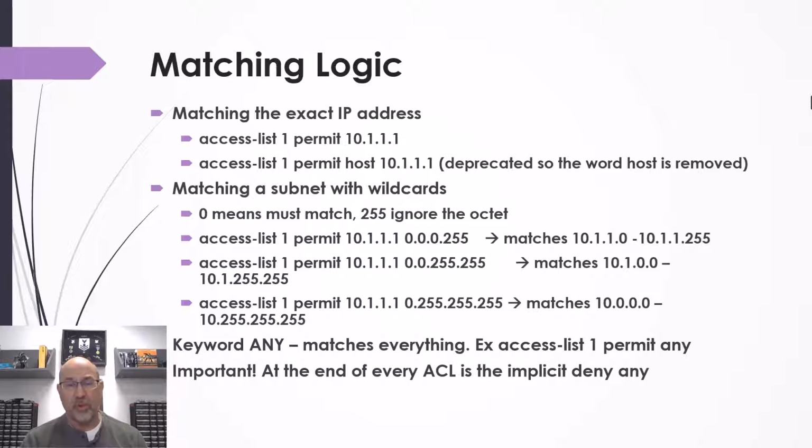So if we were going to do access list 1 permit 10.1.1.0 0.0.0.255, that would match the entire subnet because this 255 says, I don't care about this last octet. This would be equivalent to a net mask of 255.255.255.0. And then you can move on out, right? You can say, well, permit 10.1.1.0 0.0.255.255, in which case, I don't care about the last 2 octets, and so on and so on.